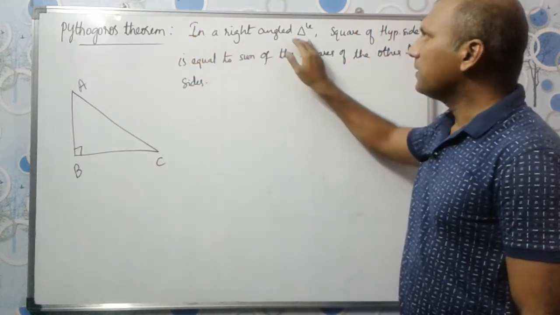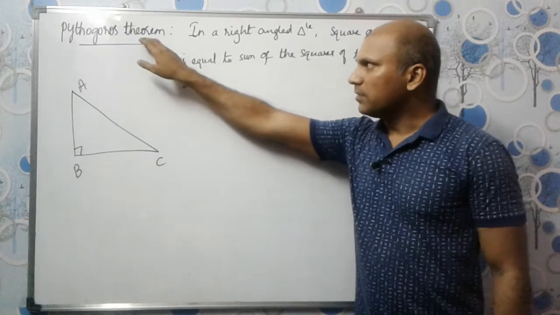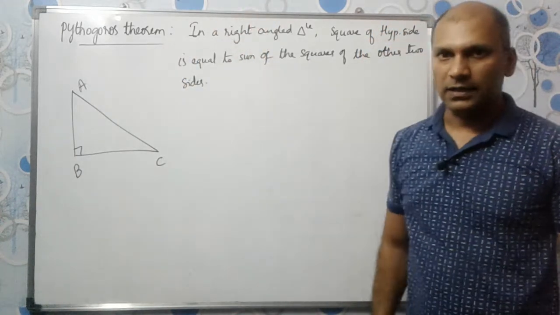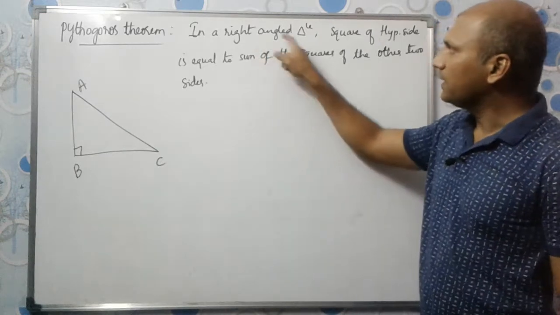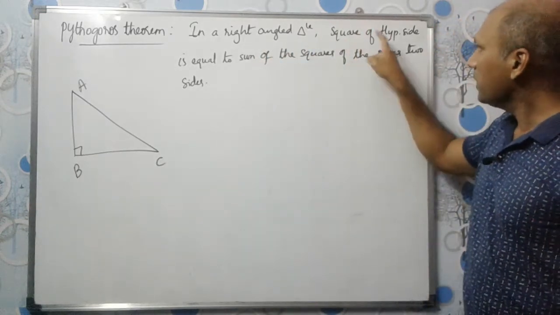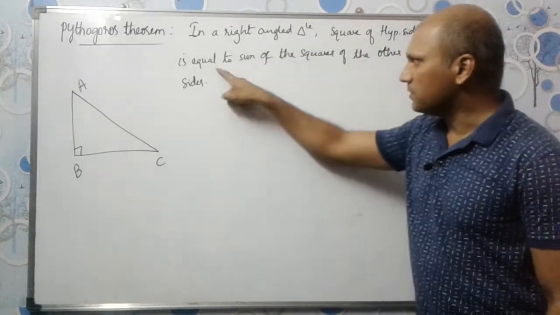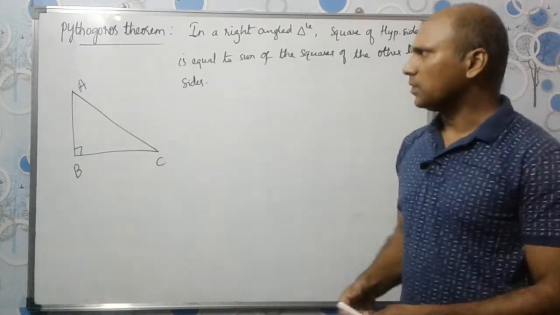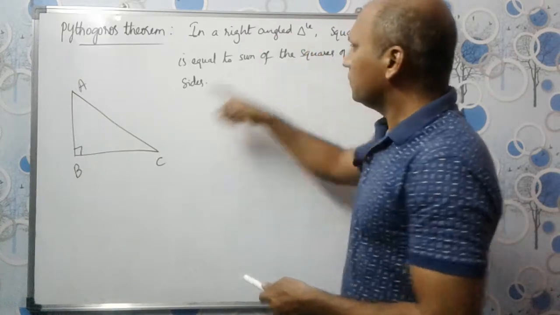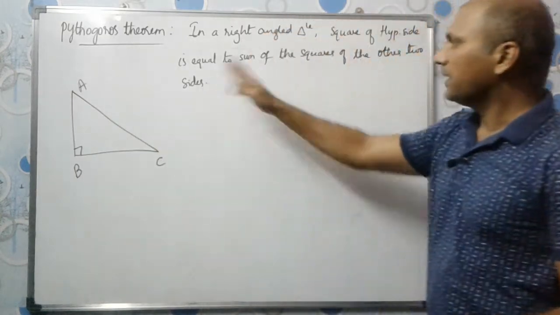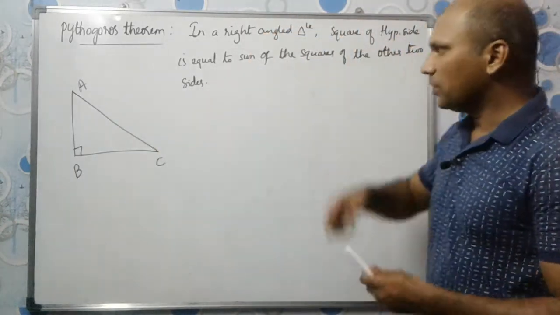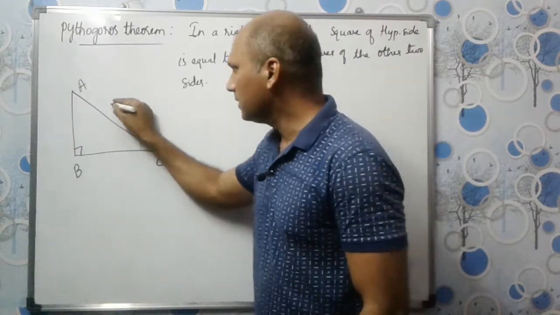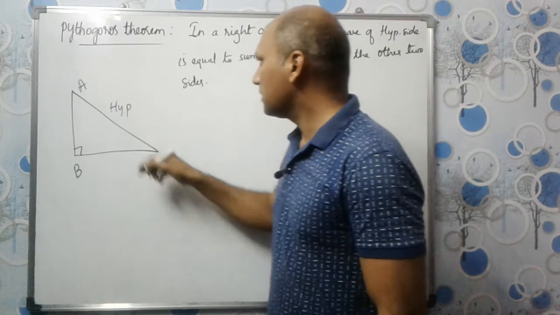In a right angle triangle, this theorem, Pythagoras theorem, is applicable only for right angle triangles. So in a right angle triangle, square of hypotenuse side is equal to the sum of the squares of the other two sides. Which means what? So we have a right angle triangle. See, what is hypotenuse here? The longest side AC.